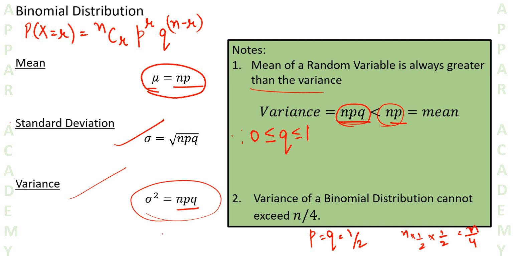Now if you take another value of p, let's suppose p is 1 by 4, q is 3 by 4. So in this case the variance becomes n into 1 by 4 into 3 by 4, that is n into 3 by 16. And we all know this 3 by 16 is definitely less than 1 by 4. So whatever combination of p and q you take, this will never exceed n by 4.